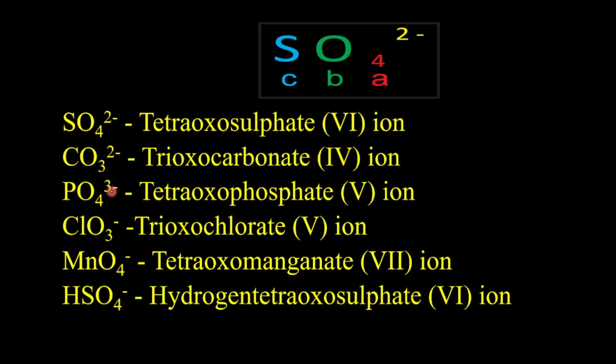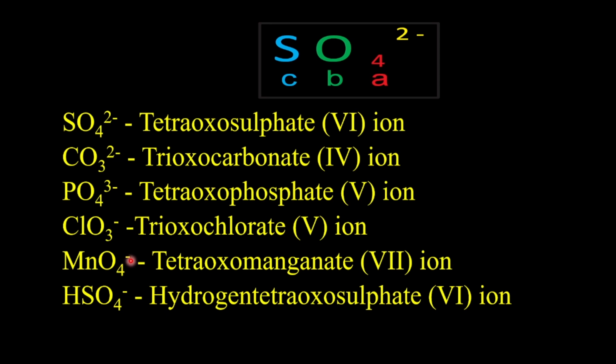PO4 3 minus. Alright, let's do the calculation for P. This is oxygen 2. That is 4 here. So 2, 4, 8. There's a charge here, 3 minus. So minus 3, and that will give you 5. Kindly assign the A here, B here, and the C there. So let's do it together. Tetraoxophosphate, then the oxidation number 5 ion. Good. Let's try the last one here.